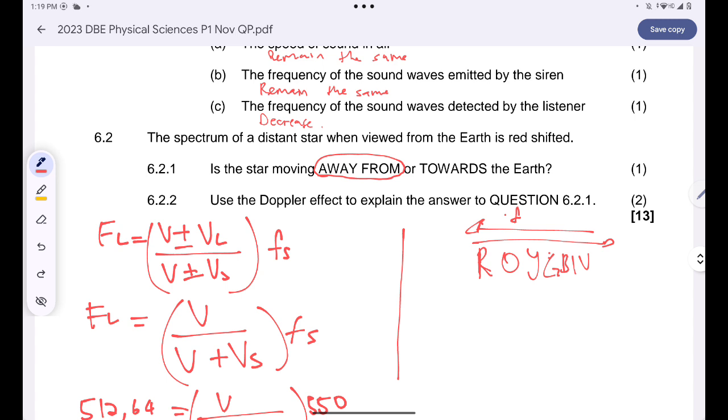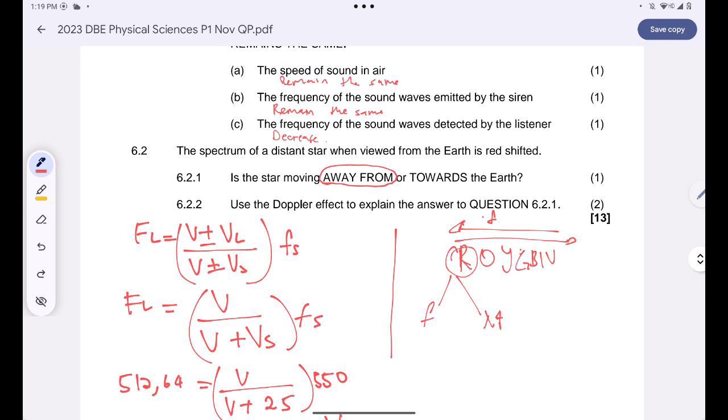Are you together? And another thing you need to know is that the red color has the lowest frequency and the largest wavelength compared to other colors. Are you together? Yeah, so that's how you could have answered the Doppler effect questions, guys.